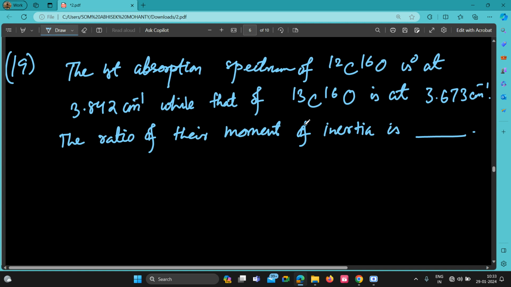The first absorption spectrum of carbon-12 oxygen-16 is at 3.842 cm⁻¹, while that of carbon-13 oxygen-16 is at 3.673 cm⁻¹. What is the ratio of the moment of inertia?